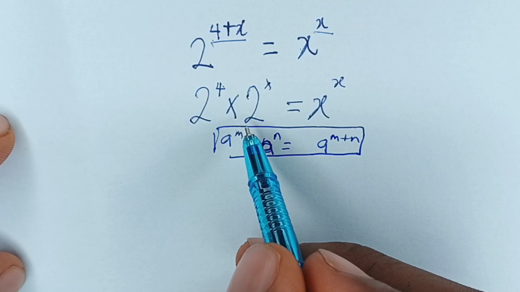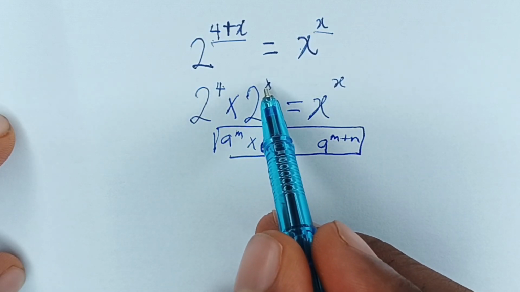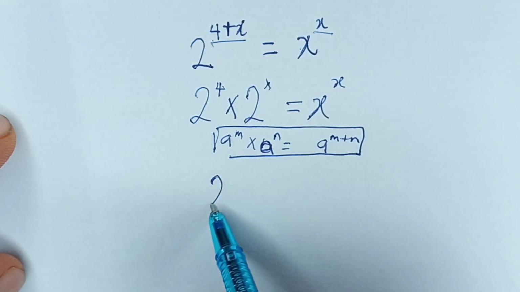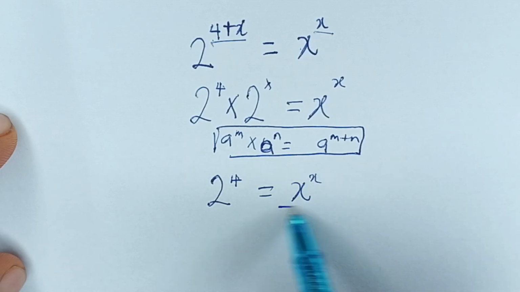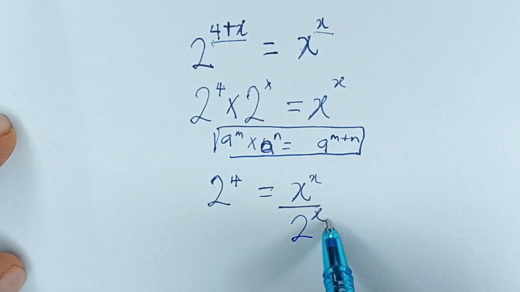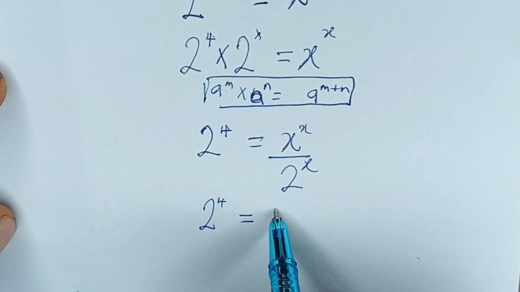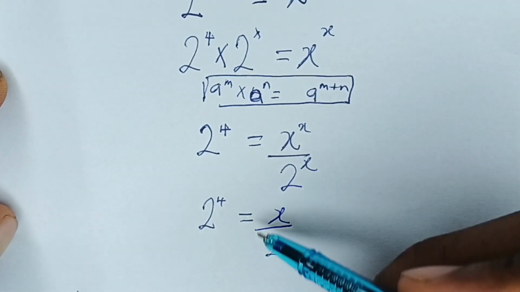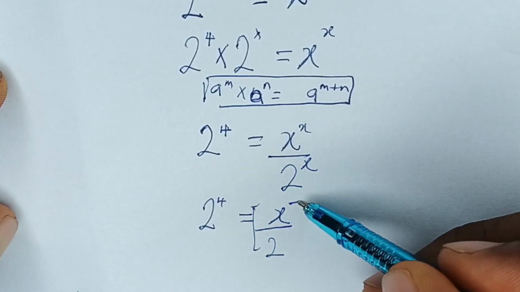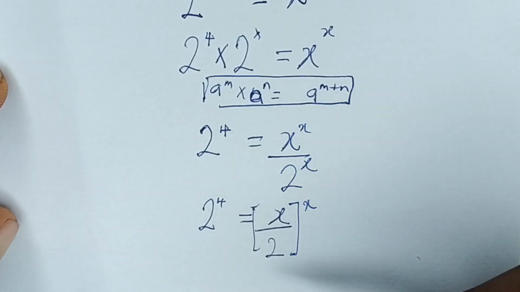Now, the next thing to do here is that we are going to divide both sides by 2 raised to power x. Okay, so we'll have what's left here to be 2 raised to power 4 equal to x raised to power x over 2 raised to power x. Okay, so this means that 2 raised to power 4 will be equal to x over 2, all raised to power x. Okay, you just factor the powers from the two of them.